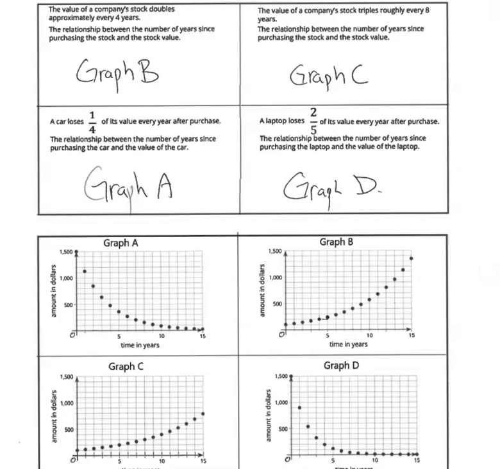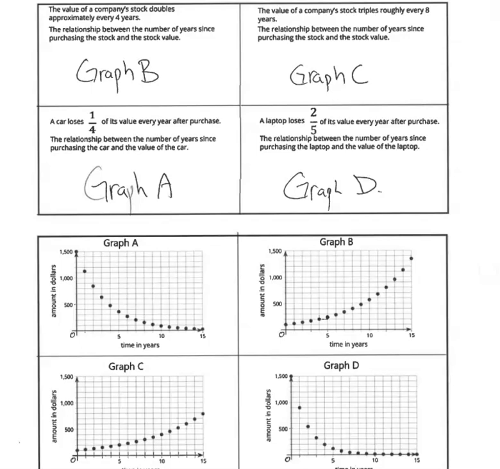So the first one says that a stock is going to double every 4 years. So that obviously is growing, which means it can't be graph A or graph D. It's got to be C or B. Then it tells you that it doubles every 4 years. You can just look at 4 years and see if it had doubled from 4 years before that, and you could see that was graph B.